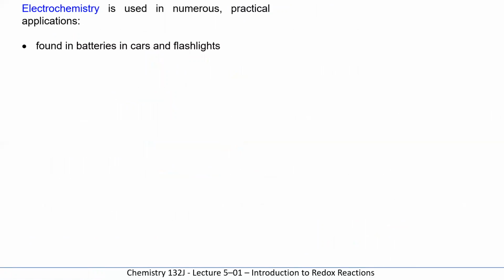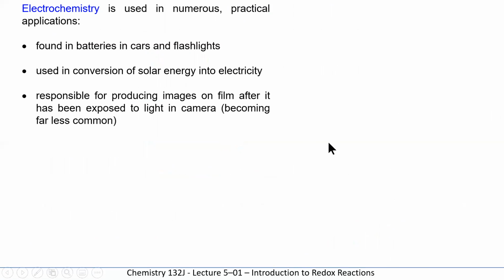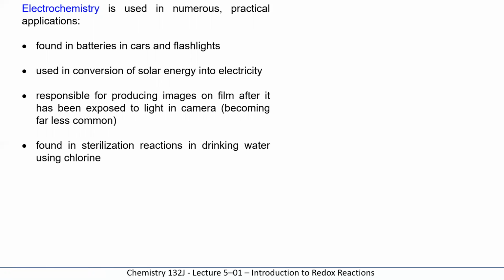So electrochemistry is used in a variety of applications, as we've mentioned. We can use solar energy to perform redox reactions, and that's how we convert the sun's energy into electricity. In the old days, we used film for photographs, and the process where the actual images were created on the film were actually redox reactions.